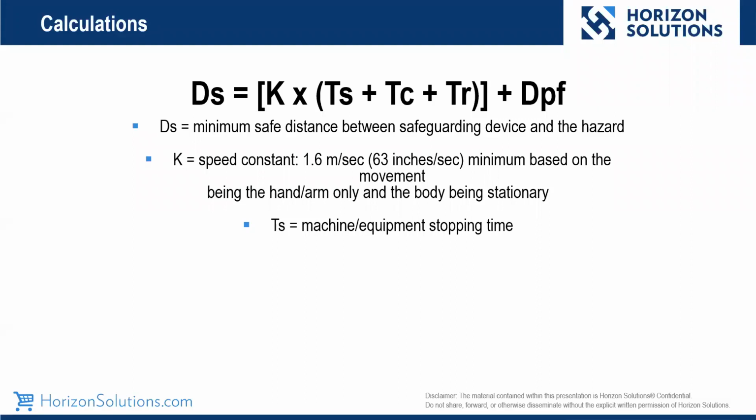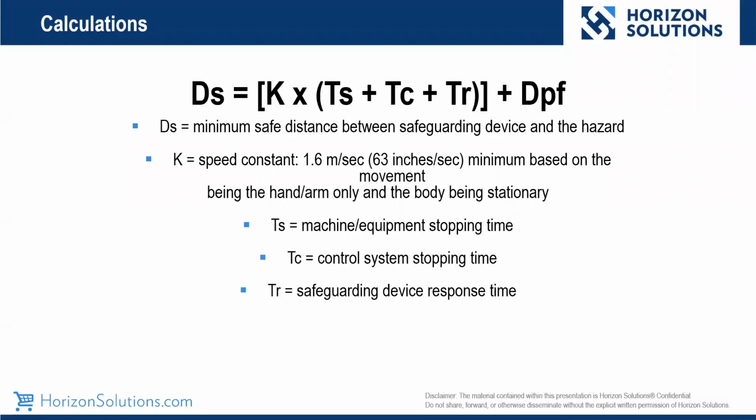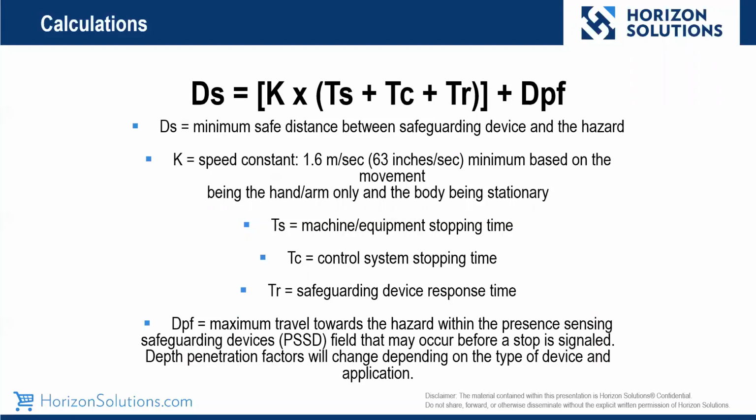The 3 T's that we see in the equation above are broken out into 3 sections. TS for the total stopping time of the equipment, the mechanical portion of the equipment, as well as the output device. TC, or the control system processing time, and TR is the processing time of the input safety device. Finally, we have DPF, which, as we just discussed, is the depth of penetration factor. This is the maximum travel towards the hazard within the presence sensing device field that can occur before the output is triggered.